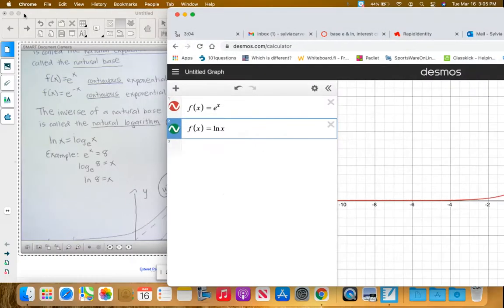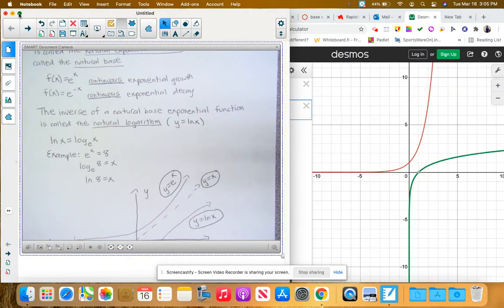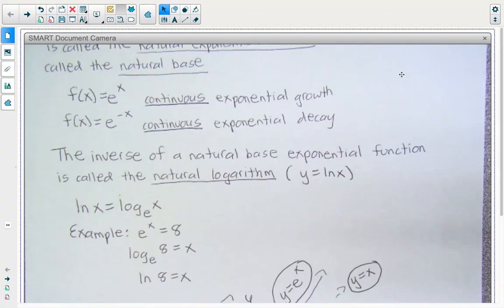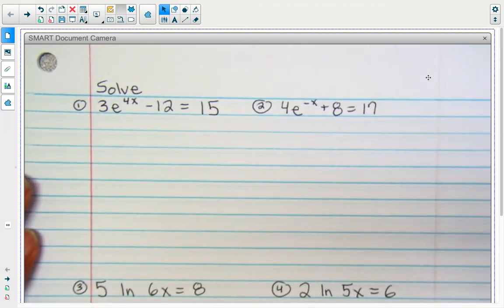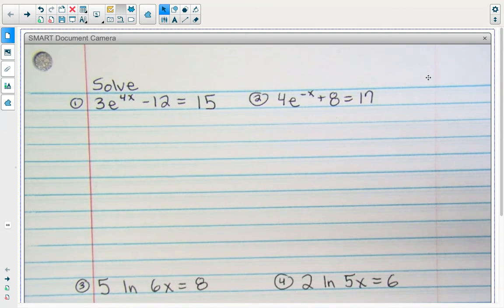Since these two functions are inverses, I can use these two to help us solve equations. So if I see a problem that has an e in it, we're going to take the natural log. And if I see something that has a natural log in it, we're going to base e both sides. So hopefully you have all this written down in your notes. As always, pause the video if you need to. And we're going to get into some examples solving continuous exponential growth and logarithmic equations.